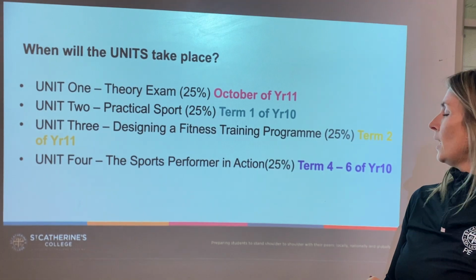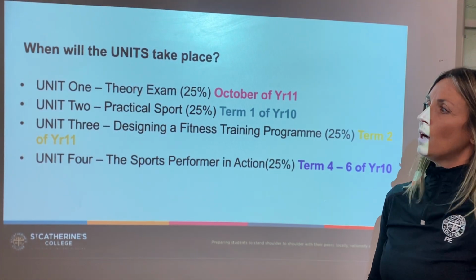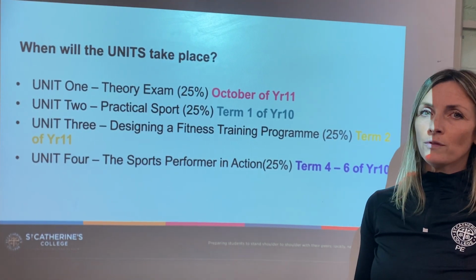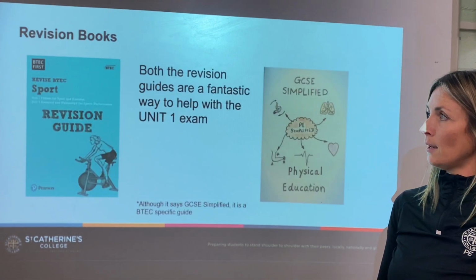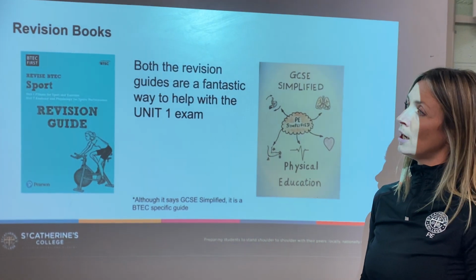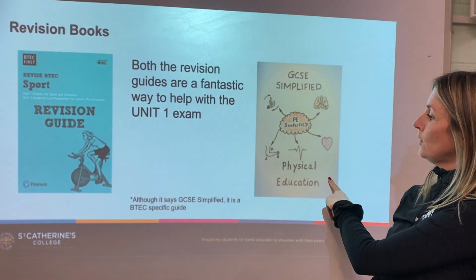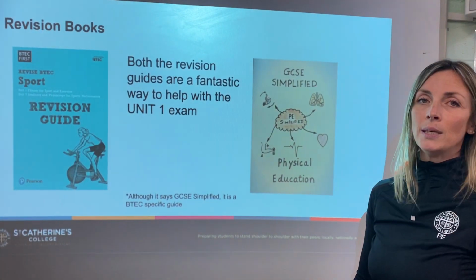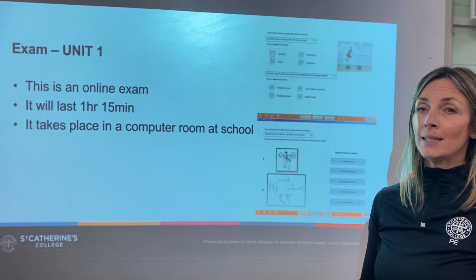Unit 3 we start in year 11, and that links really nicely with unit 1 and the terms and everything that you need to know. And then unit 4, the sports performer in action, we go on to again midway through year 10. The 2 types of books that we use for revision in BTEC are a revision guide by Pearson, and also this revision guide, which says GCSE, but that's just the name of the group. It's actually a BTEC book. Both work really nicely at learning the information for the exam.